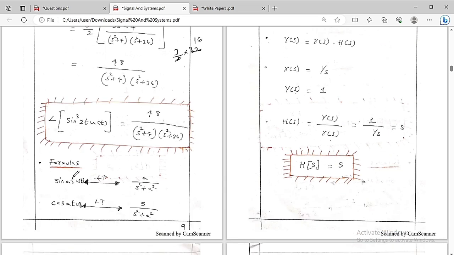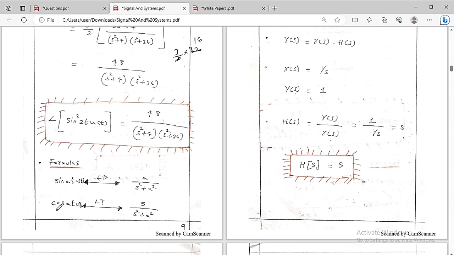I will give a summary of the formulas also; you have to keep them in mind. The Laplace transform of sin at into u of t is a by s square plus a square, and of cos at into u of t is s by s square plus a square. These are the basic formulas. I have told you this formula so many times, so you have to keep it in your mind.